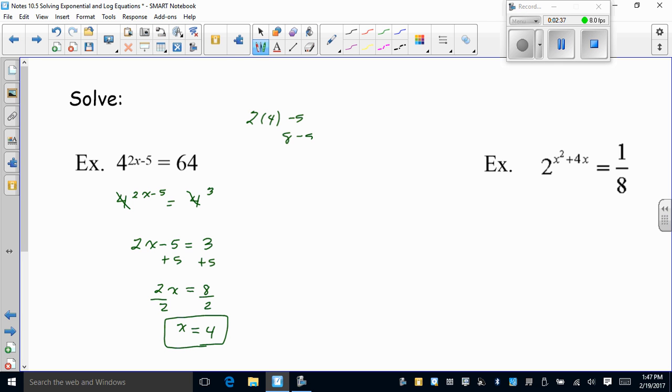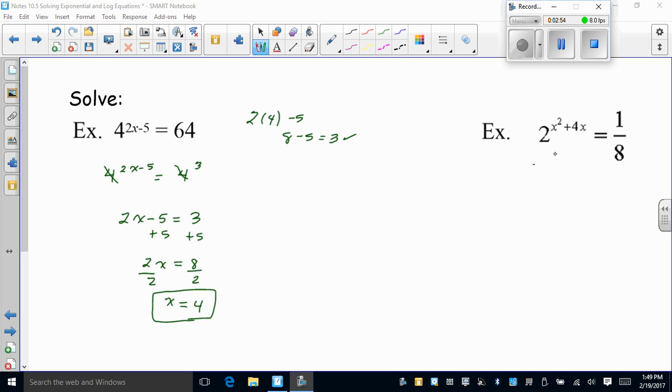Okay, this one here. 2 to the x squared plus 4x equals 1 over 8. We've got to get this guy to be a power of 2. So back to this one. I have 2 to the x squared plus 4x equals 2 to some power.